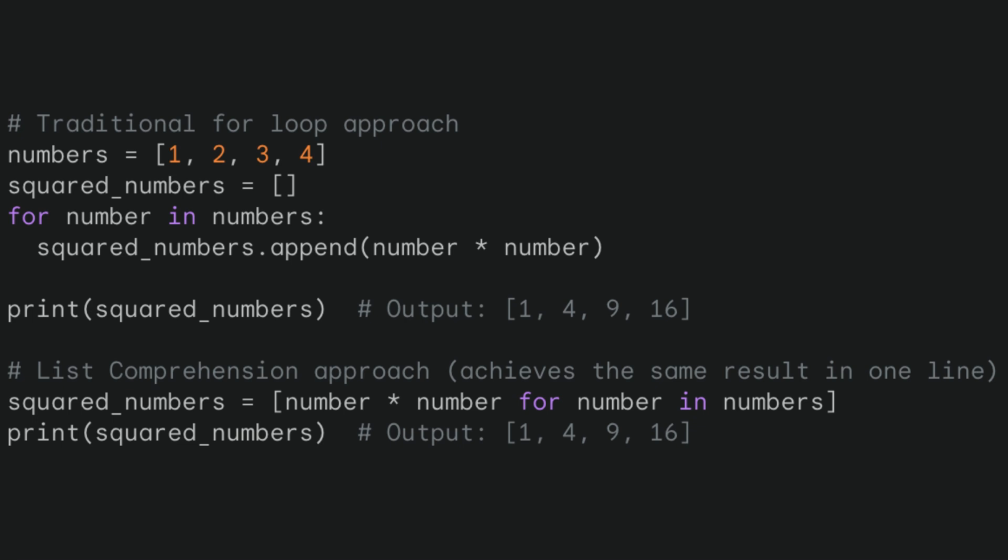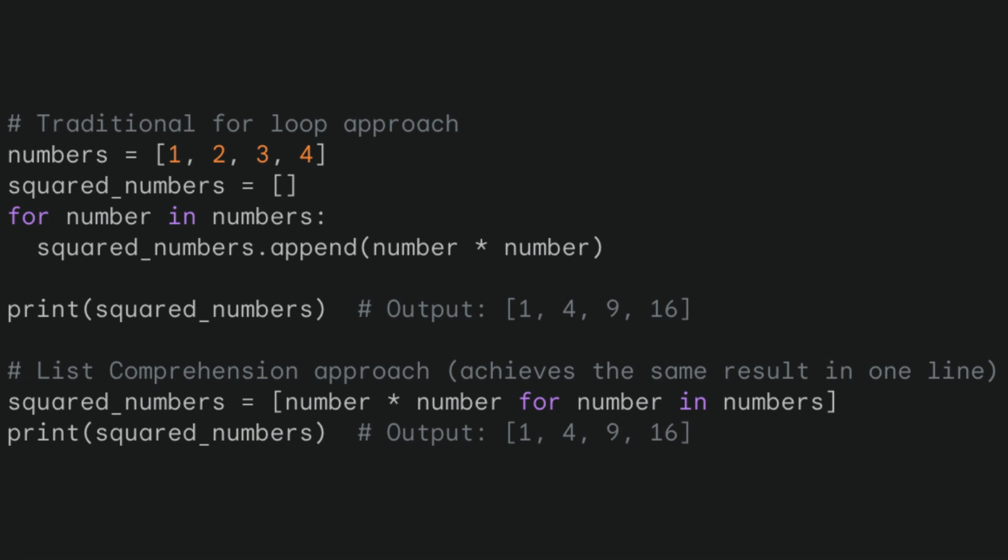So looking at the code we have here, we're going to see an example. Imagine we have a list of numbers and want to square each number. Here's how we would do it with a for loop in the first chunk of this code. So you see we have numbers 1 through 4. And so we're going to create a new list called squared numbers where we want to store these squared values.